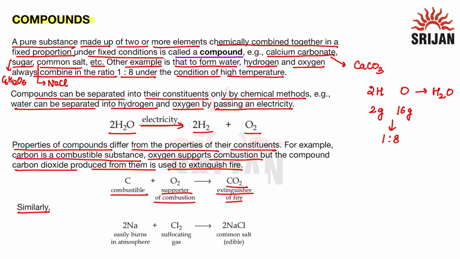Similarly, if we take two atoms of sodium, it easily burns in the atmosphere, and chlorine is a suffocating gas. But when these both combine, they form two molecules of NaCl, which is also known as sodium chloride, and it is known as common salt, so it is edible. So we can see that the properties of compounds are different from the properties of their constituents.